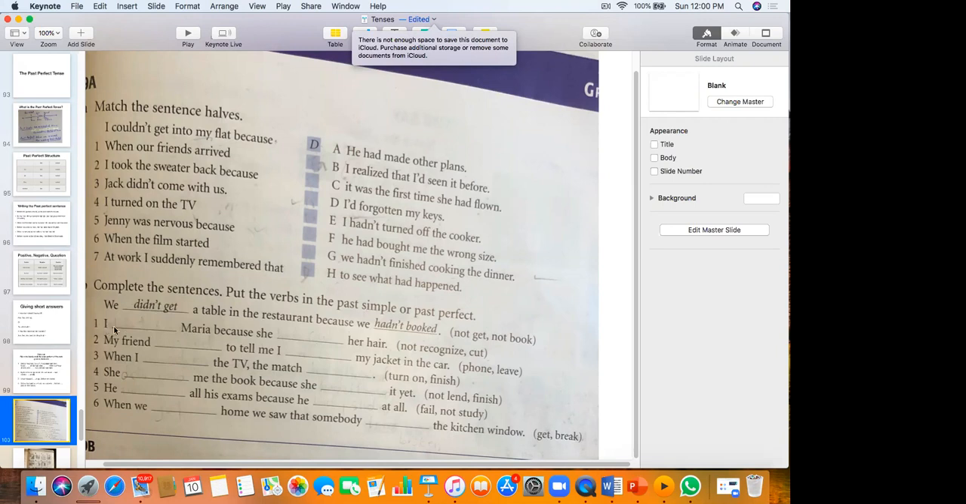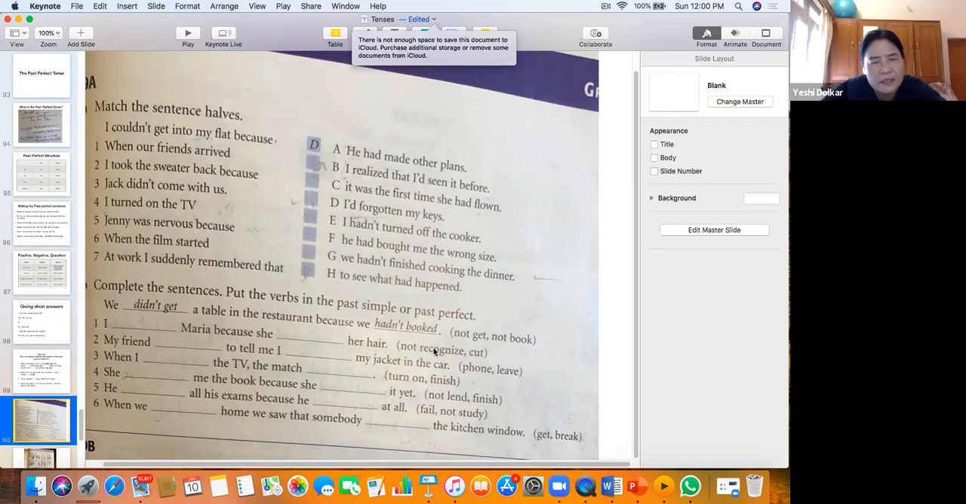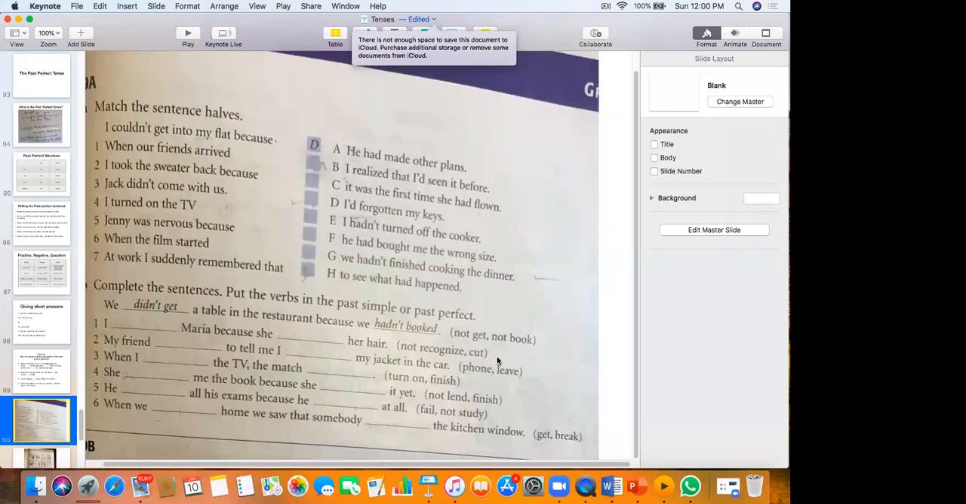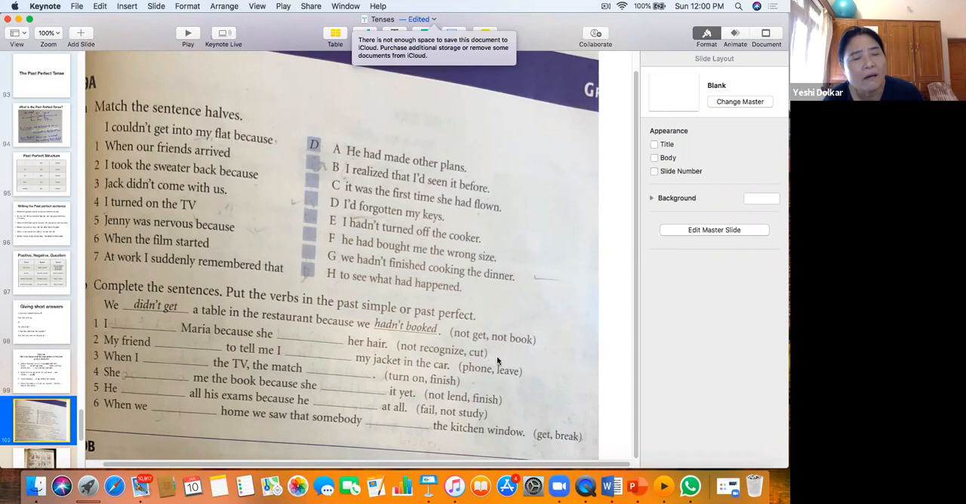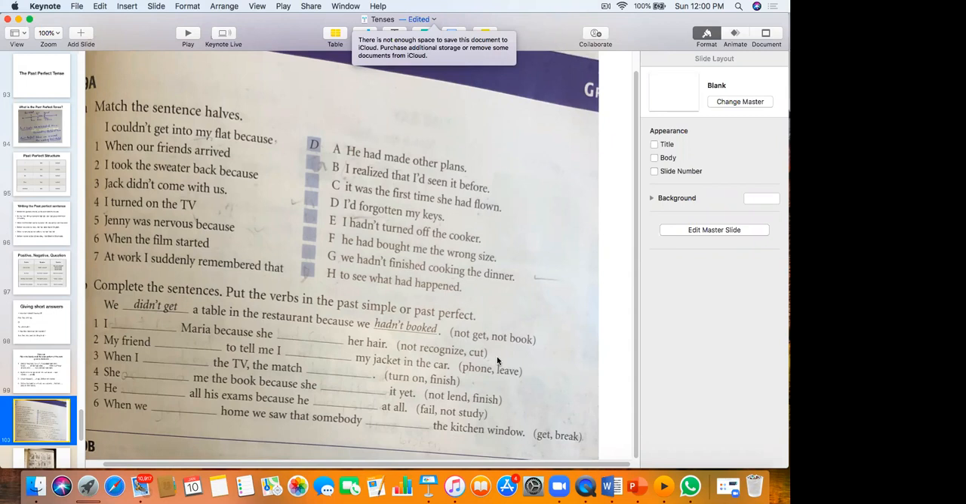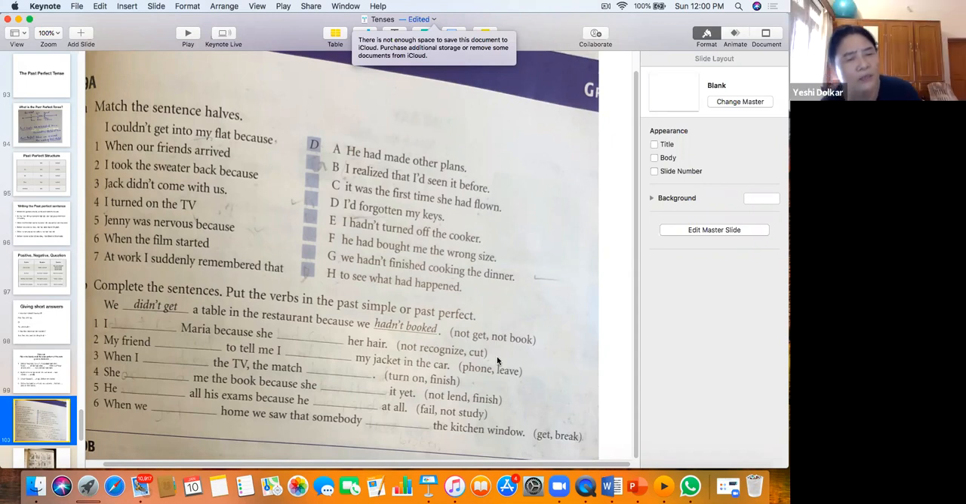So do this one. This is the negative of recognize, and this is got. I didn't recognize Maria because she had cut her hair. Okay, what about two?